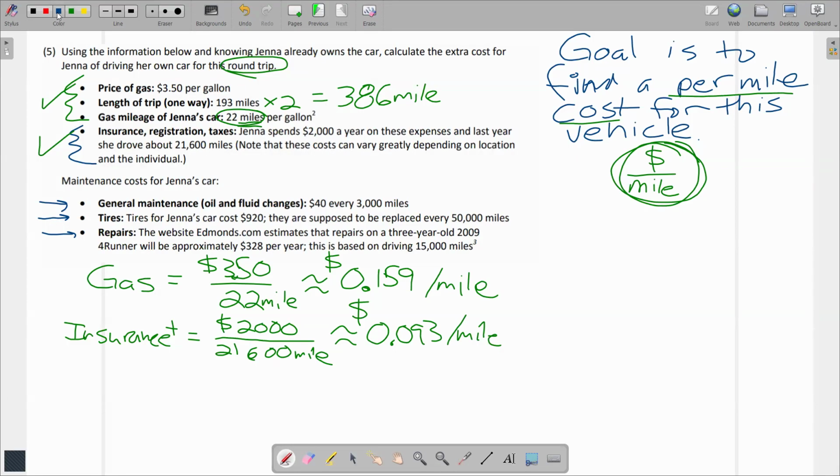General maintenance, I'm just going to call that maintenance. And let's see, they give me a dollar amount. They say she spends about $40 every 3,000 miles. So I'm just going to write the fraction, $40 over 3,000 miles, and then I'm going to see what my calculator thinks about that. And then I'm going to do that for tires, and I'm going to do that for repairs.